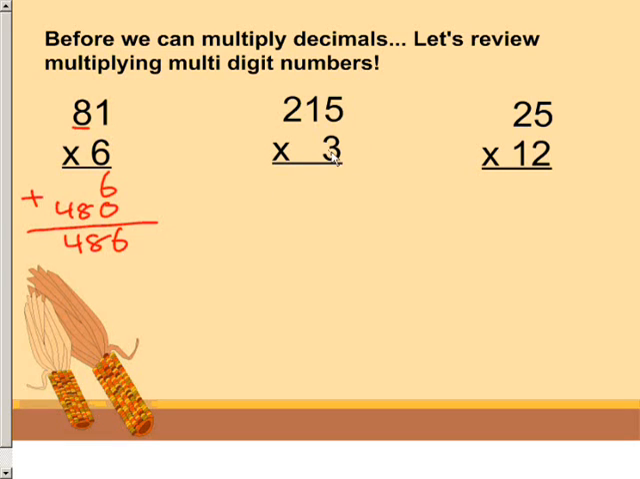Let's try that over here. 3 times the ones place, 3 times 5 is 15. Now we're going to do 3 times 1, but remember that's really 10. So 3 times 10 gives us 30. Then 3 times 2, which is really 200. So 3 times 200 is 600. So what we did is we just multiplied by each part, but don't forget your place value.